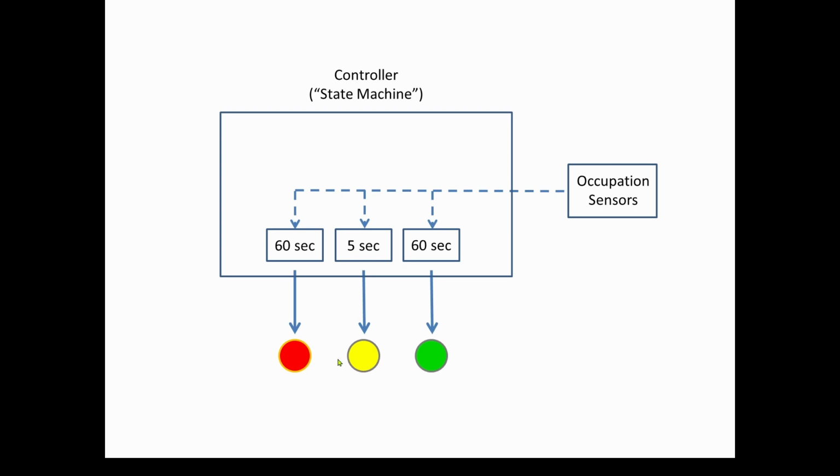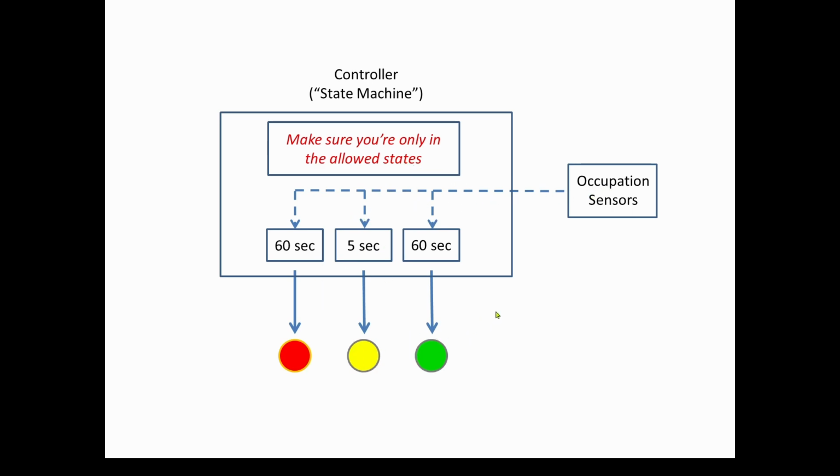And keep in mind, here we showed 3, but if you've got 4 sets of lights at the intersection, there's actually 12 lights, 4 sets of red, yellow, and green, and then some turn signals. So this state machine is going to have to do controlling of all of those lights. It's going to have to take in the occupation sensor data, and it's going to have to control timers. So the primary goal of the state machine is to make sure you're only in the allowed states and then take inputs and outputs to control the lights.